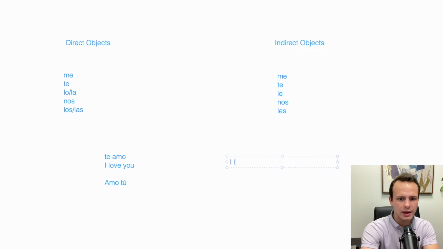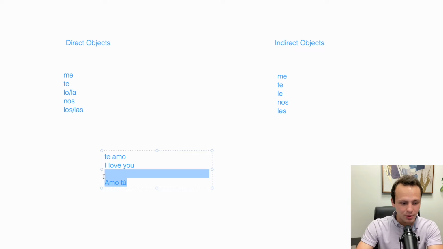Because if you were to say I love him in English, you wouldn't say I love he, because that's essentially what this sounds like if you were to say amo tú. We have to say I love him. Him is actually a direct object in English. We just don't really know or care about it. So we've got te amo, which means I love you.